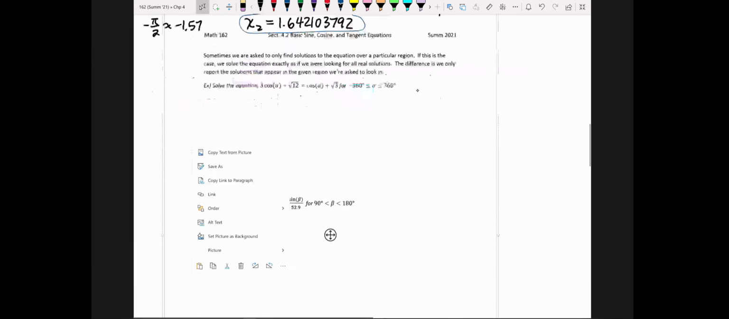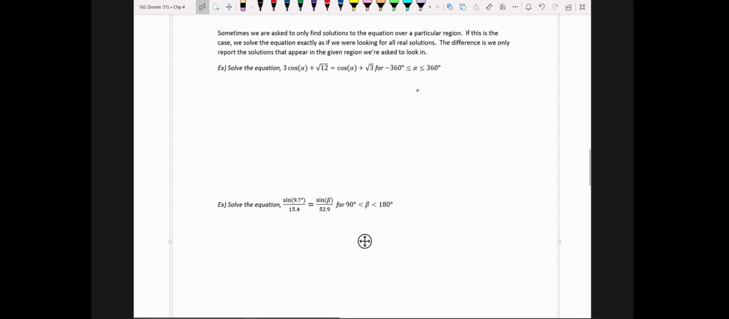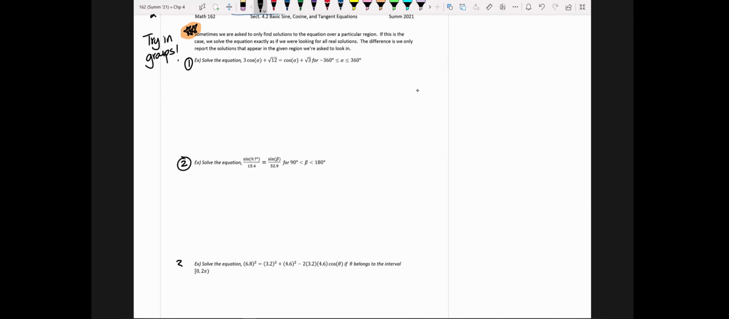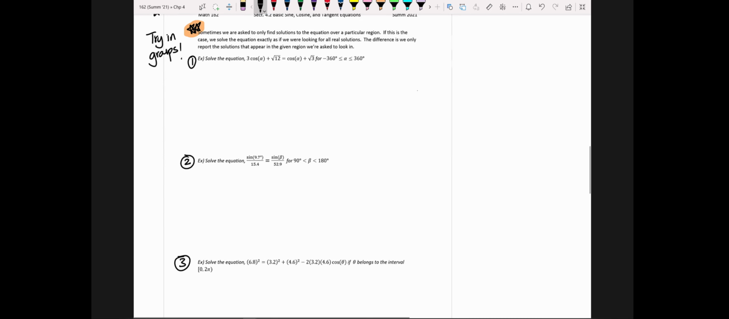Great. So the next page you're going to try on your own or actually discuss in the breakout rooms. So try in groups. We have 3 problems, and I'm going to just double star the entire page because these are the types of problems, level of difficulty, you'll be seeing for the 4.2 homework, quiz, and exams.